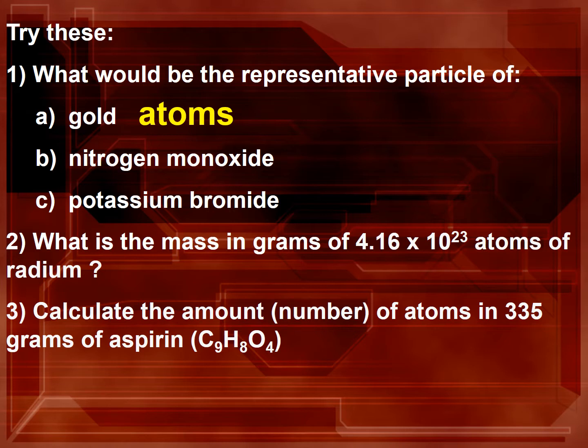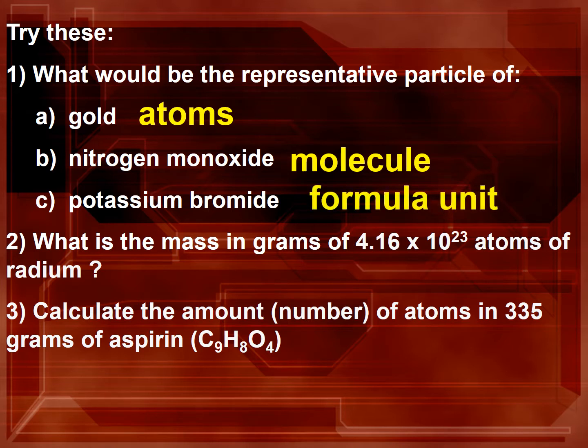How about nitrogen monoxide? Well, we see that there's mono in there, and anything that uses number prefixes is a covalent compound. Covalent compounds form molecules. For potassium bromide, we see that there's a metal and a nonmetal. That's an ionic compound. Ionic compounds don't form molecules, they form formula units.